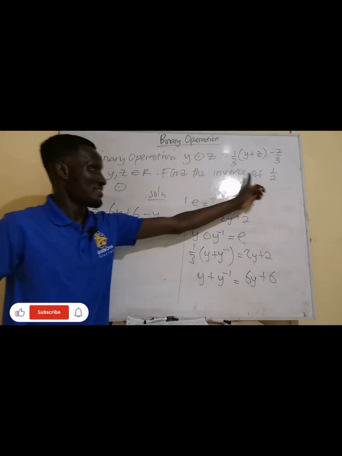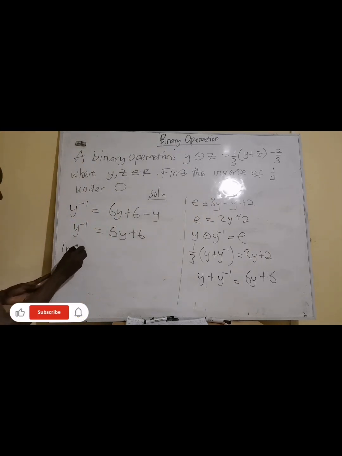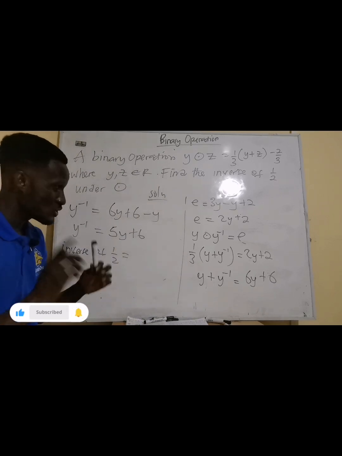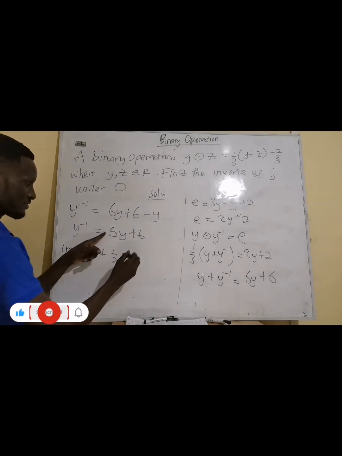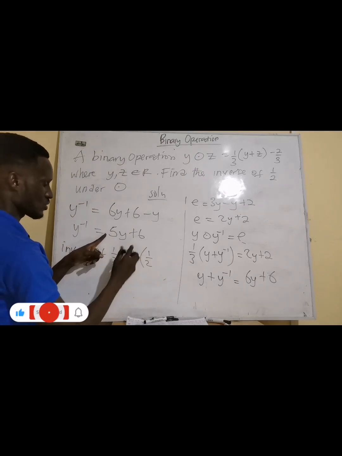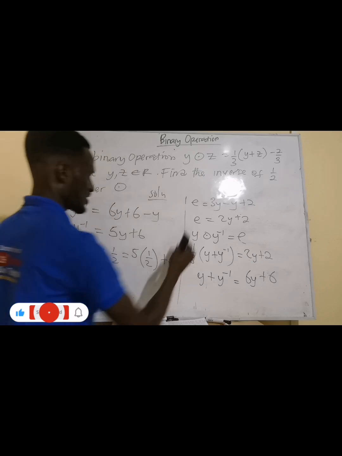We are looking for the inverse of 1 out of 2. So for the inverse of 1 out of 2, when you see y, you put 1 out of 2 there. So I'm going to get 5y, y is 1 out of 2, plus what? 6. So the rest is simplification.